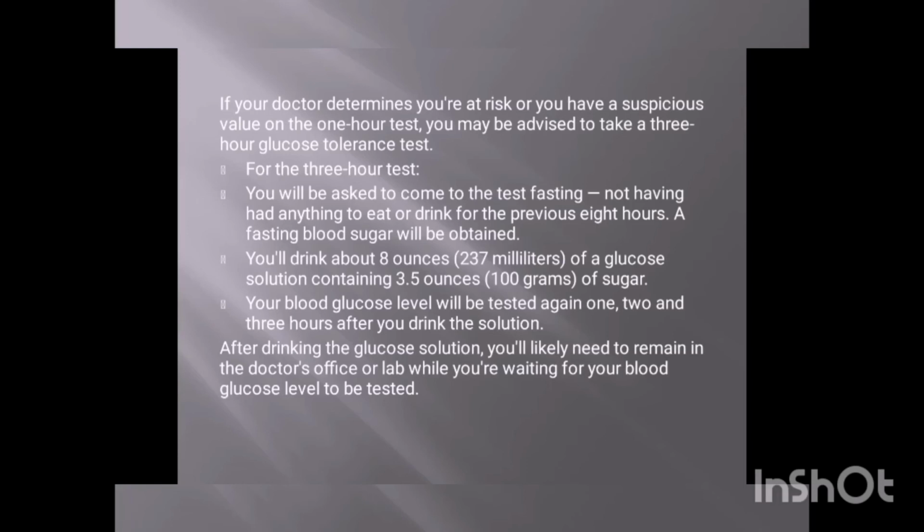So you'll drink about 8 ounces or 236 milliliters of glucose solution containing 3.5 ounces or 100 grams of sugar. Your blood glucose level will be tested again 1, 2, and 3 hours after you drink the solution. After drinking the glucose solution, you'll likely need to remain in the doctor's office or lab while you're waiting for your blood glucose level to be tested.